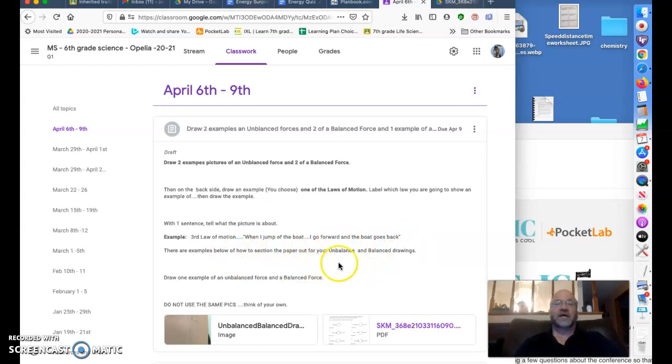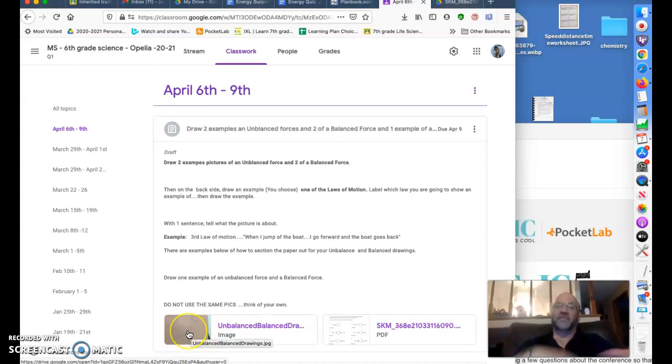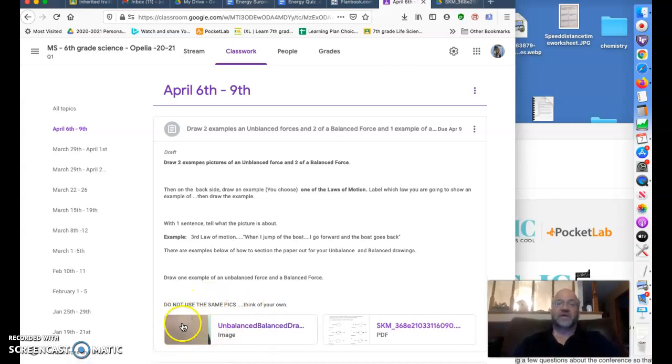All right. And here, like I say, there's an example down here of a paper with the unbalanced and balanced forces on. I don't have one of the backside of a first, second, or third law picture, but you choose whichever law you want to draw a picture of to show an example. Okay, do not do the same pics as what are on here. You choose your own pictures, your original ideas.